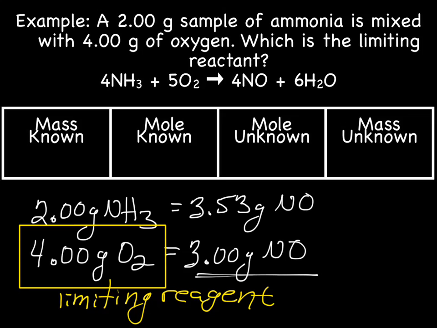Okay, so there you go. That is how you calculate limiting reagent. You just solve for one of the products using the mass of one of the reactants, do the whole problem. Solve again for the same product using the mass of the other reactant, and just see which one made the least. That's the limiting reagent or reactant.